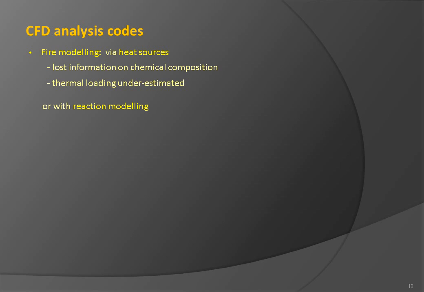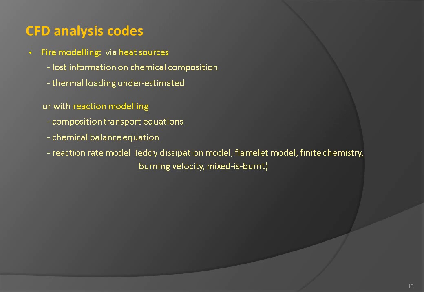Theoretically more demanding, and from the modeling point of view fundamentally more complex, is the representation of fire with the associated chemical reaction. This requires solving transport equations for composition, using chemical balance equations for conversion of chemical species, and a reaction rate model, which tells us how fast is the reaction.